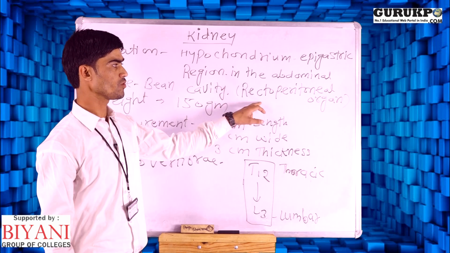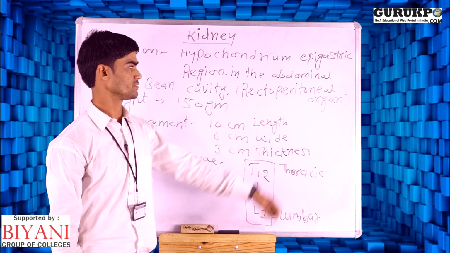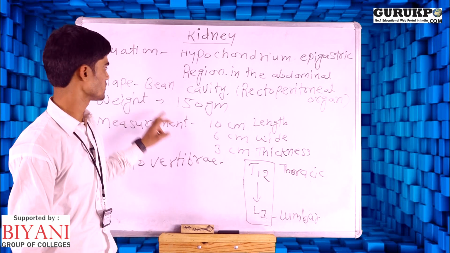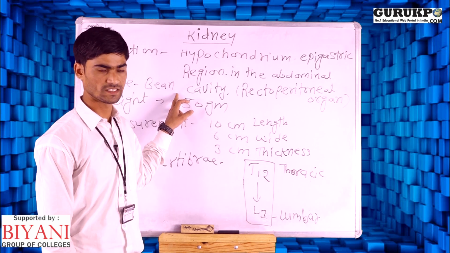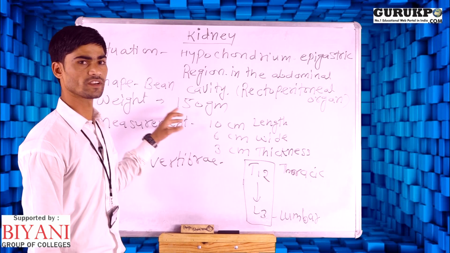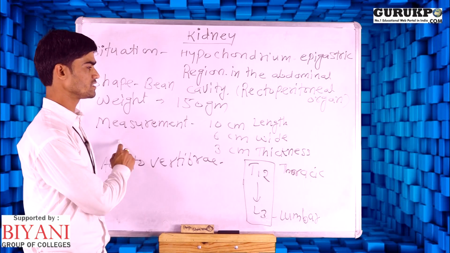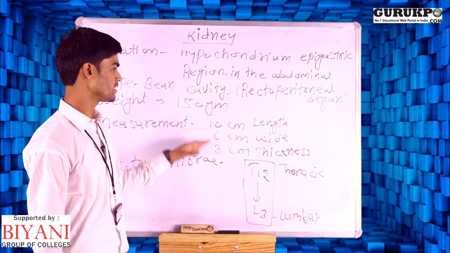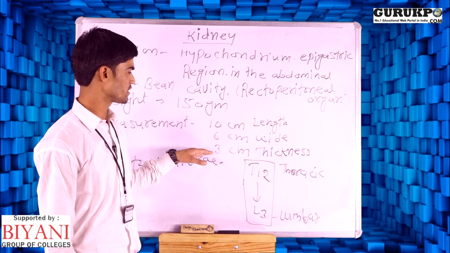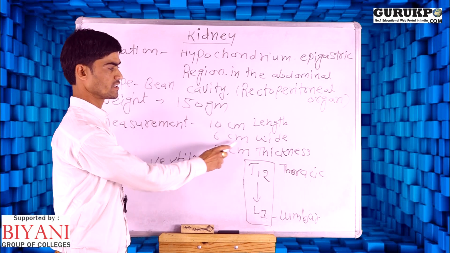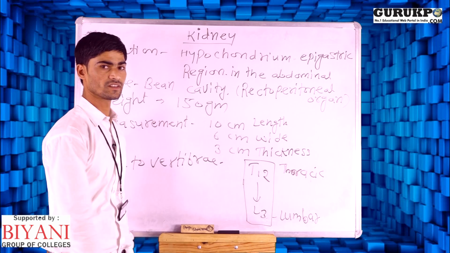Kidney is the retroperitoneal organ. The shape of the kidney is bean shaped and the weight of kidney is 150 grams. Now the measurement of the kidney is 10 into 6 into 3 centimeter: 10 centimeter length, 6 centimeter wide and 3 centimeter thickness.